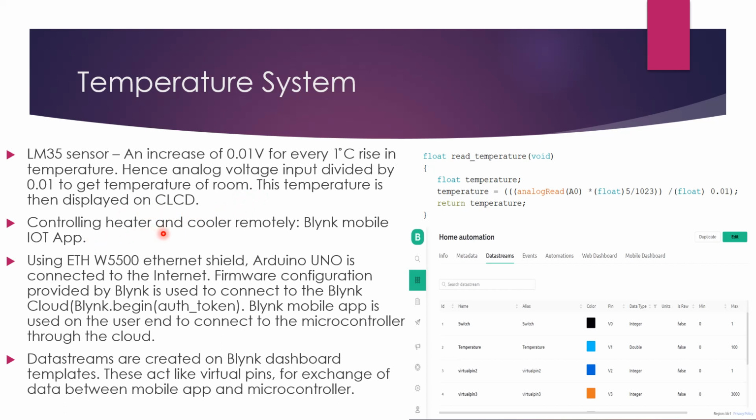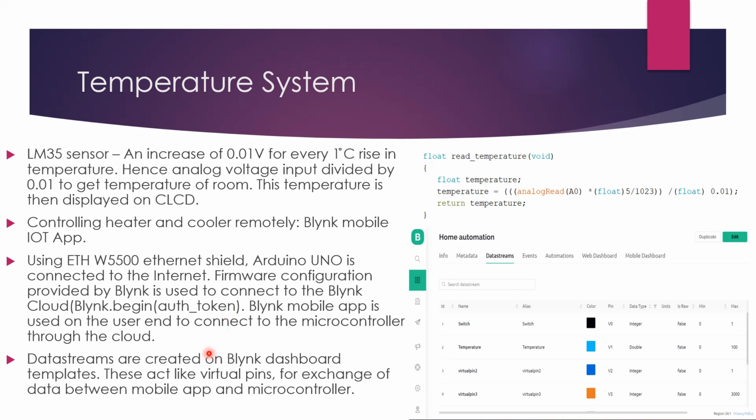Controlling the heater and cooler remotely is done through the Blynk mobile IoT app. Using the Ethernet W5500 shield, the Arduino Uno is connected to the internet. The shield is an additional board which is paired up with the Arduino Uno to provide internet connectivity to our microcontroller. Firmware configuration provided by Blynk is used to connect to Blynk Cloud. So we include Blynk.begin with the authorization token to connect our Arduino microcontroller to the Blynk Cloud, and the Blynk mobile app is used on the user end of this cloud to connect to the microcontroller.